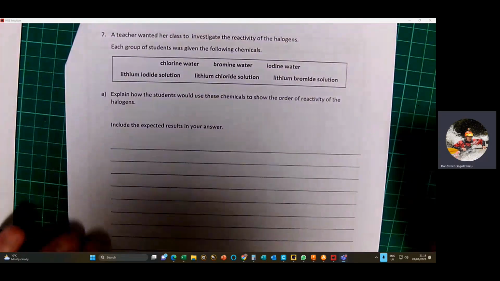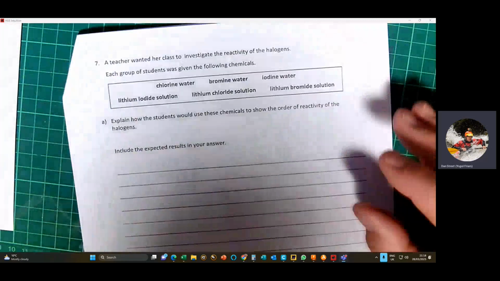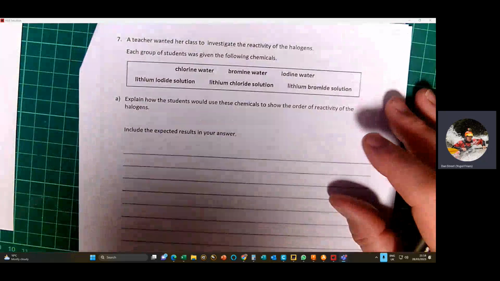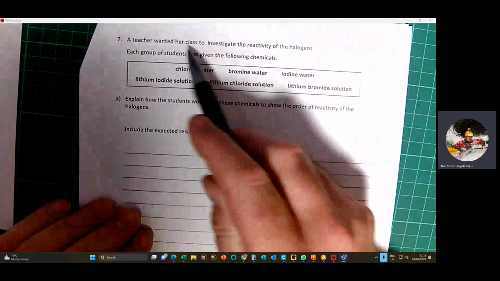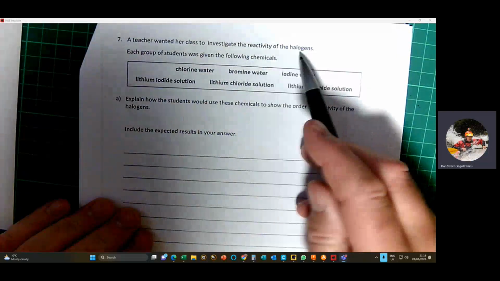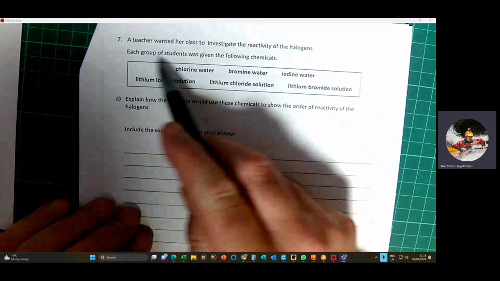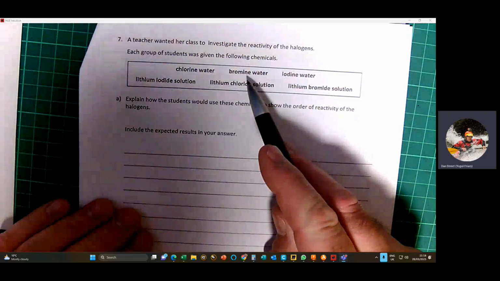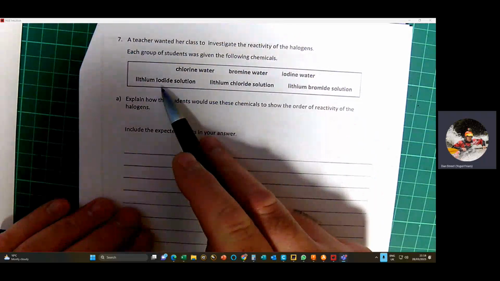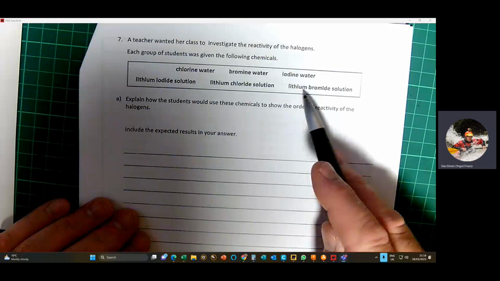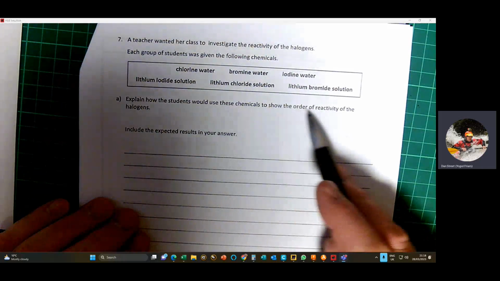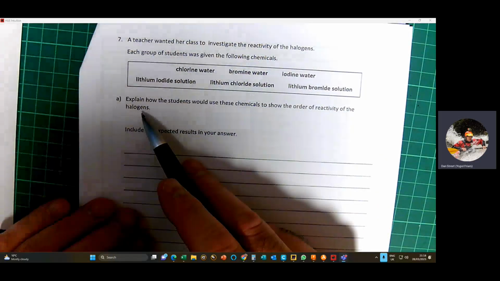Okay, so this is the higher paper question 7, the last question on the paper, and therefore probably the most difficult. A teacher wanted her class to investigate the reactivity of the halogens. Each group of students was given the following chemicals. So we've got chlorine water, bromine water, iodine water, lithium iodide, lithium chloride, and lithium bromide. Explain how the students would use these chemicals to show the order of reactivity of the halogens.